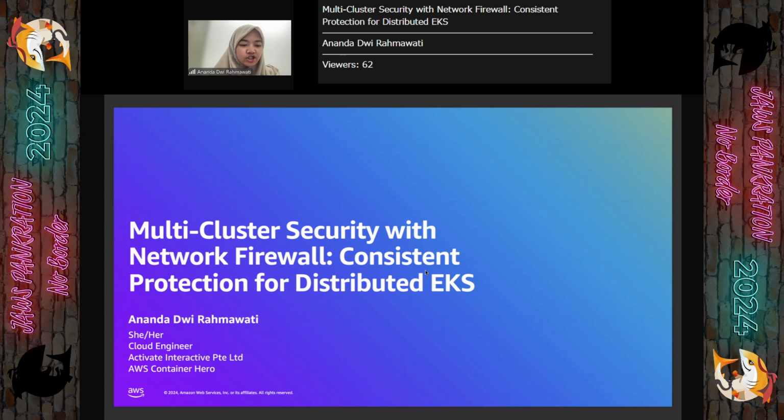In these sessions, I will be speaking about multi-cluster security with Network Firewall, consistent protection for distributed EKS. My name is Ananda, and I'm an AWS Container Hero.